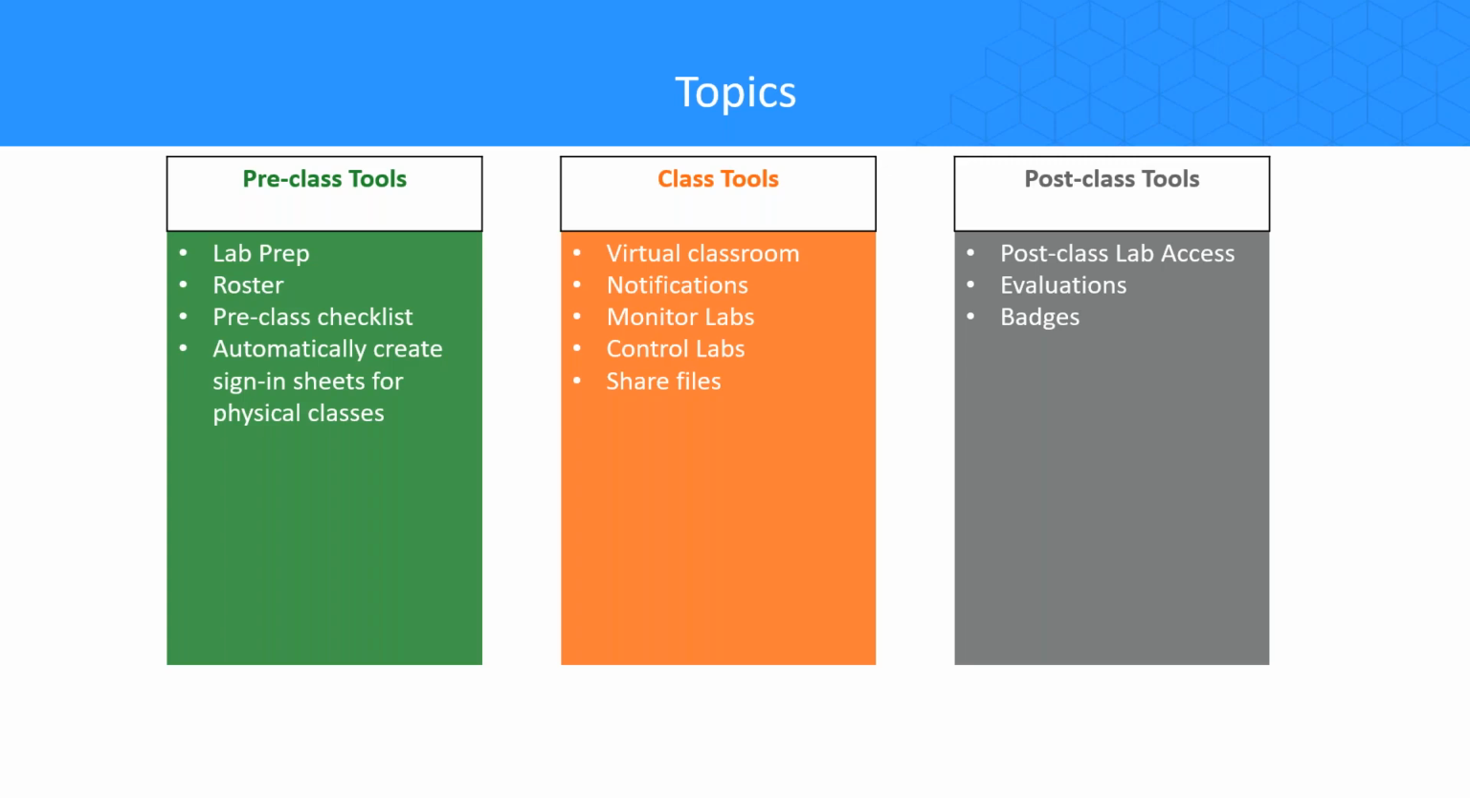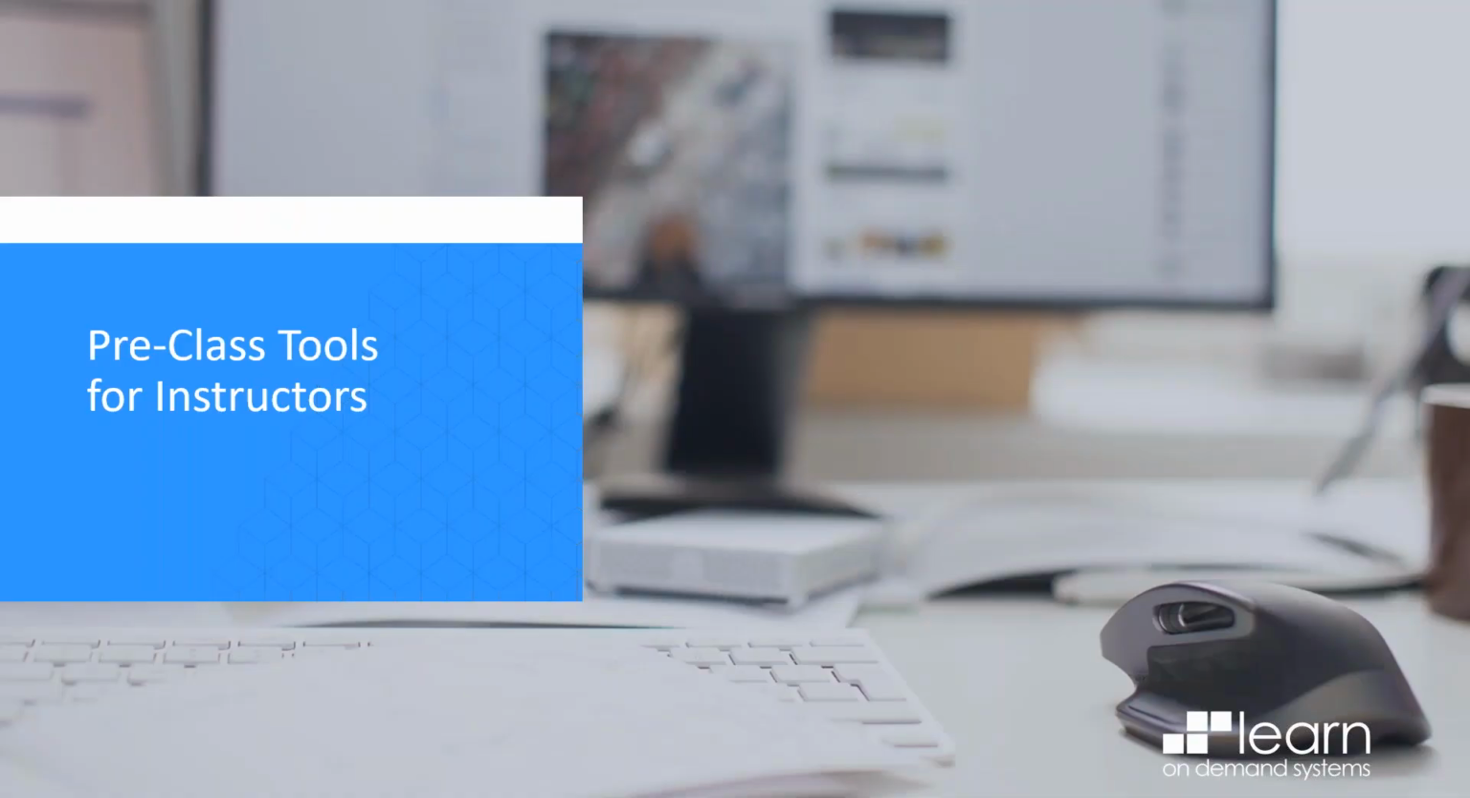The post-class tools give you and your students post-class lab access, as well as a number of follow-up items, things like badging if available for the training center that you're working with, or evaluations, seeing what your evaluation results are, or also even getting you an evaluation about how you feel the class went. So let's take a little bit closer look at each of these.